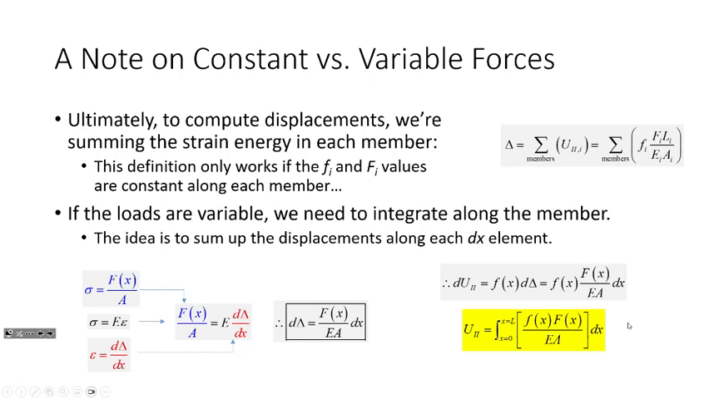Now, one thing I'd like to close the loop on is, does this definition still work if everything's constant? So I'll say if f of x and F of x are constant, what happens? We get the integral from x equals 0 to x equals L of little f, big F over EA. So let's go back to Calc 1 land. If all this is constant, I'll factor it out.